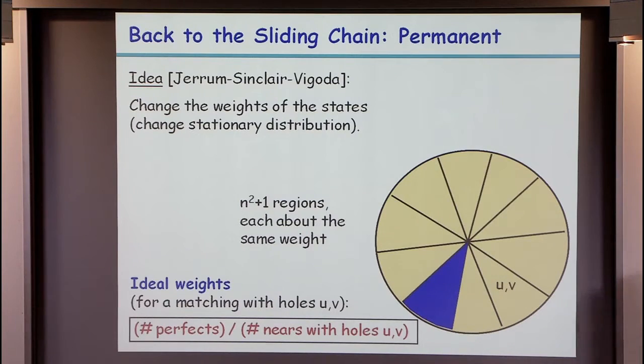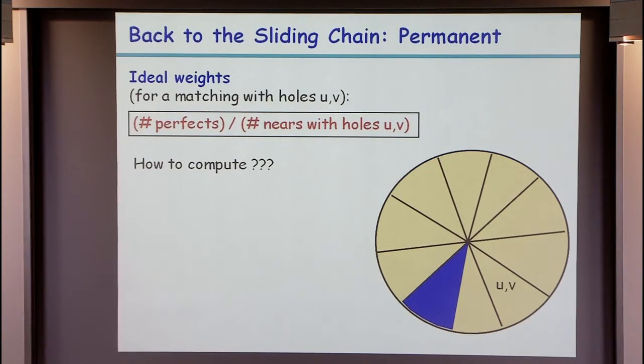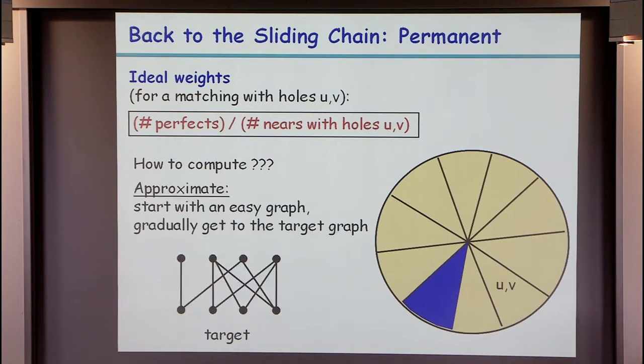Okay. Now, there's only one problem. We started from the problem of trying to count the number of perfect matchings, and now we're trying to figure out the weights, the number of perfect matchings over the number of near perfect matchings with holes at U and V. So it seems like from a bad problem we went to an even more difficult problem, right? But don't despair. This is all Jerrum, Sinclair, and Vigoda's idea. There is a way to go about this.